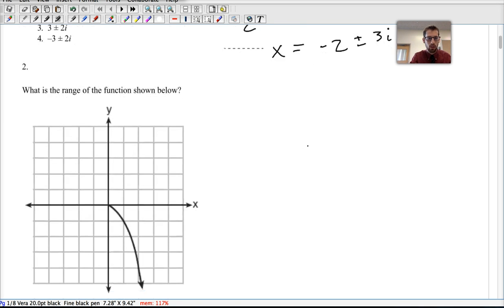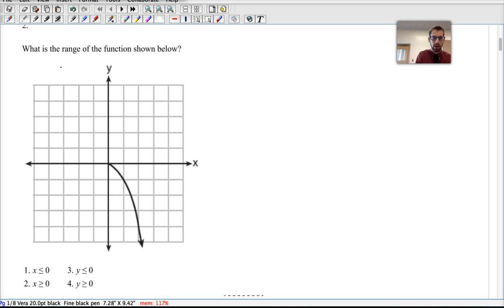Alright, number 2. What is the range? So range is going to be my y values. So I need to start from the bottom, and I see I've got an arrow, so it's going to go from negative infinity all the way up to the y max. Looks like it is 0. So I can immediately eliminate 1 and 2 because they have x in them. So I know that y has to be less than or equal to 0. That is answer choice number 3.